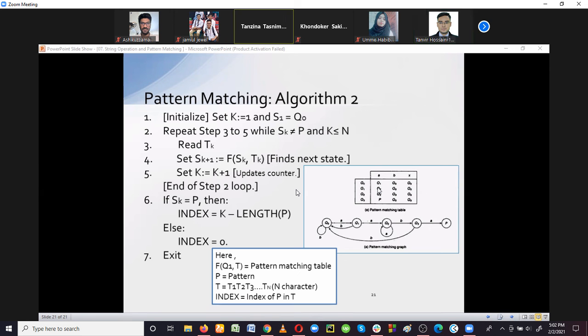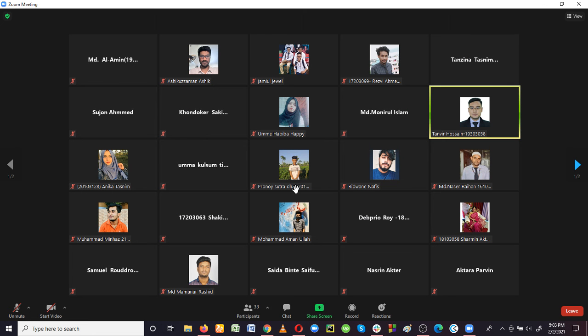Okay, so how many times we have to continue this process? Until k equals to n. Because we have to test how many characters of text, the length of that text, until we get our pattern, isn't it?